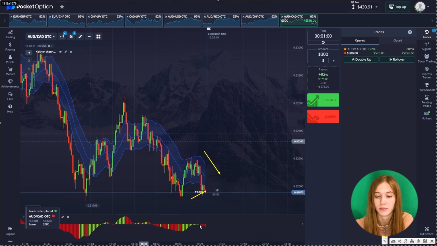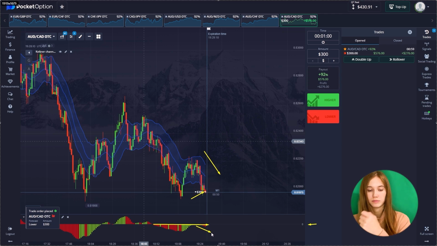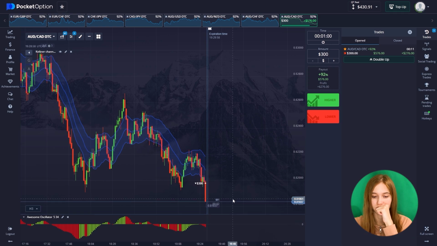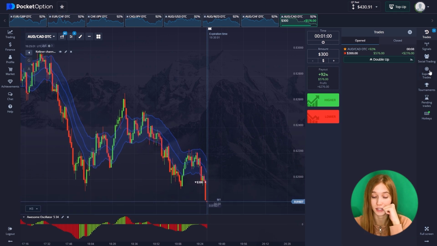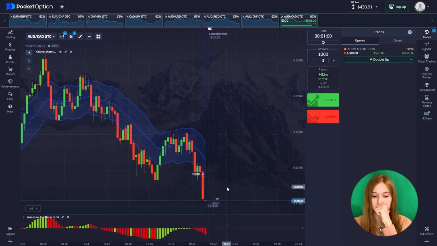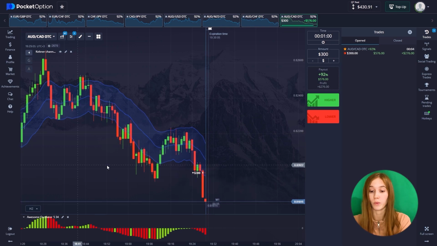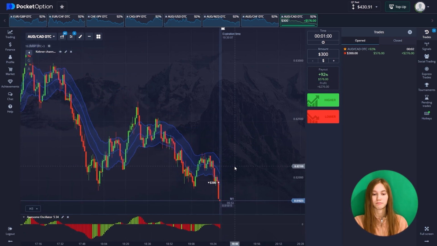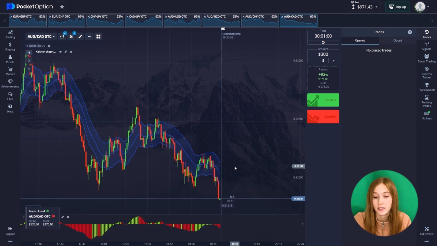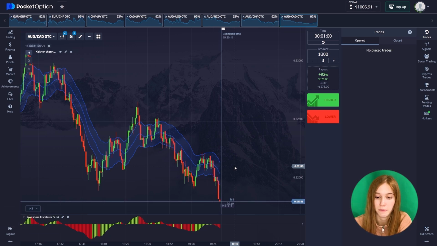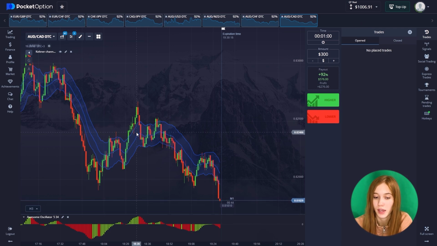By our oscillator, we're in a stable situation. Good. Last red bars. 8 seconds left until the end of the deal. One red candle. Yep, plus deal. Excellent. We reached $1,000.